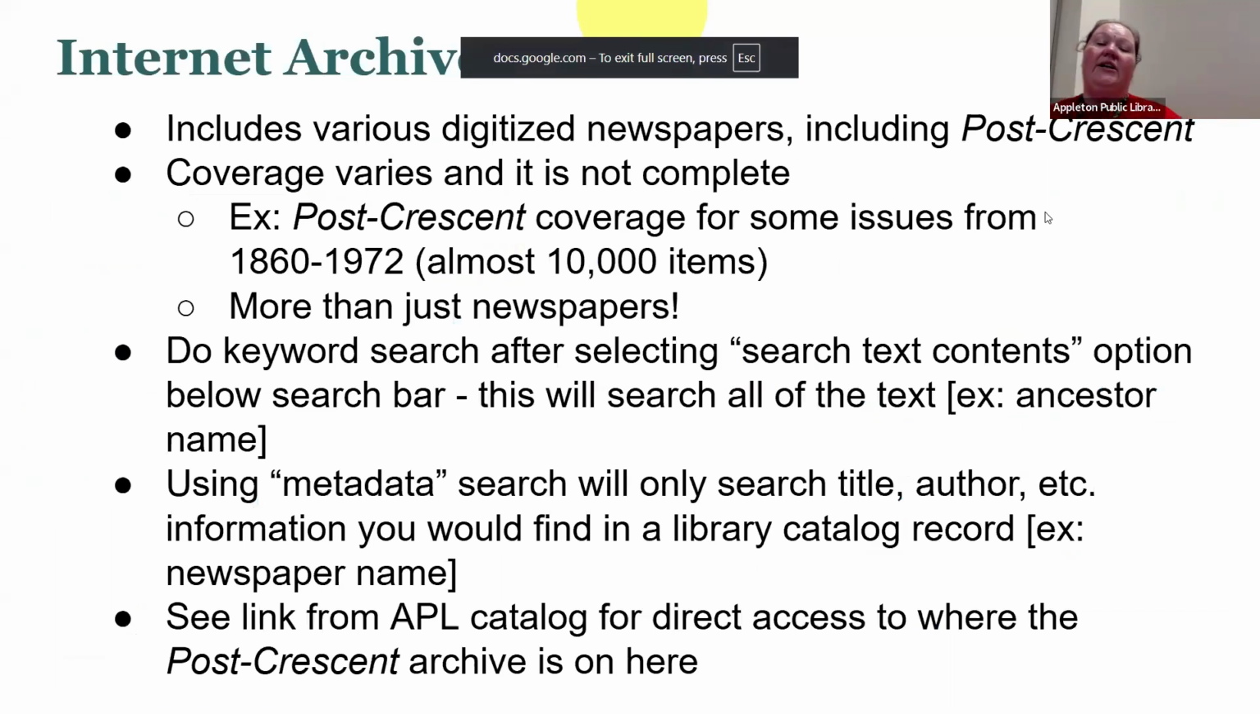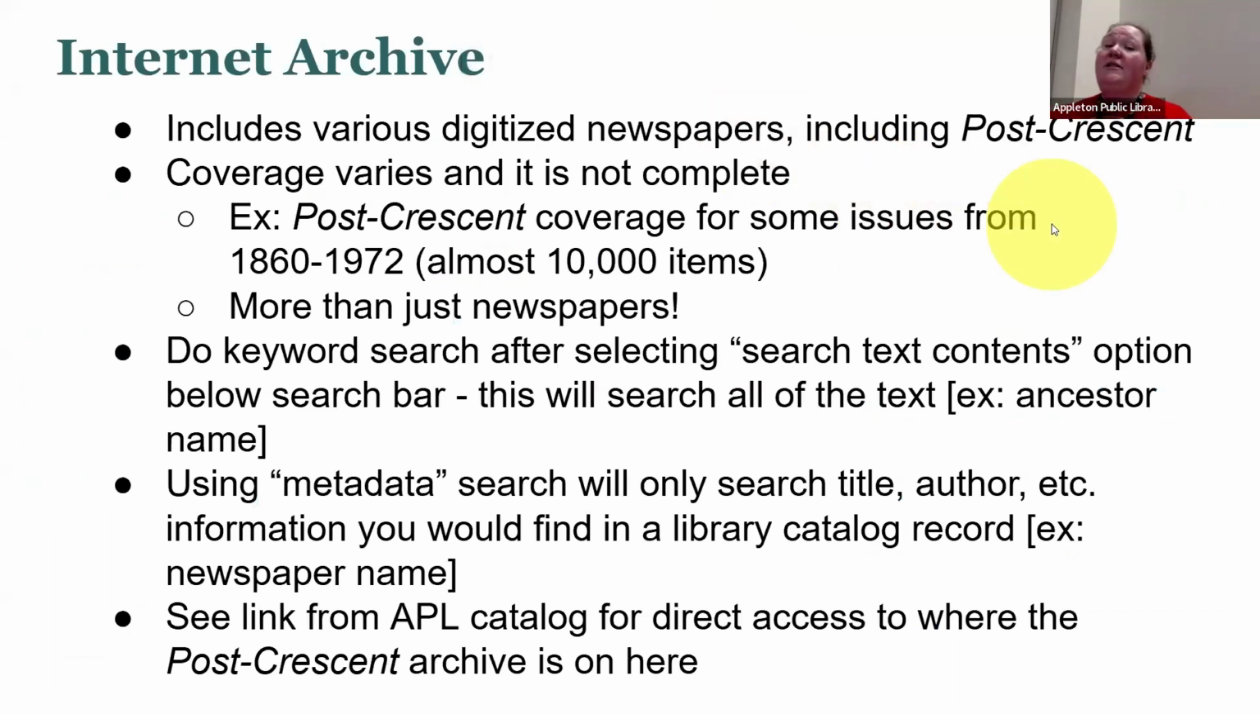Next up, we've got Internet Archive. So this does include some digital newspapers, including some Post Crescent coverage, but it varies. It's not complete coverage. For example, for the Post Crescent, they only have issues randomly from 1860 to 1972, but they have about 10,000 digitized issues of the newspaper.